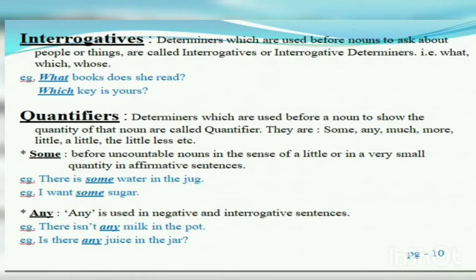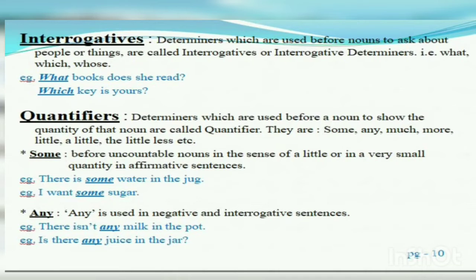The next point is quantifiers. Determiners which are used before a noun to show the quantity of that noun are called quantifiers. They are some, any, much, more, little, a little, the little, less, etc. Students, there is a comma between little and less.